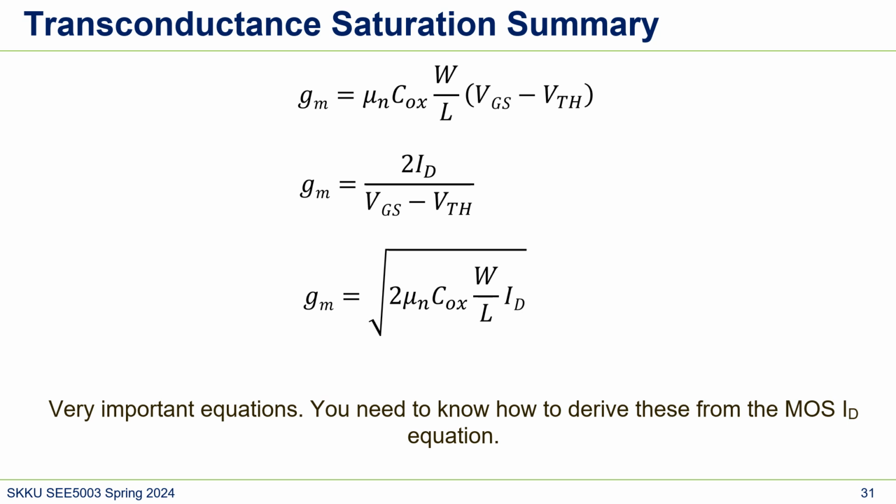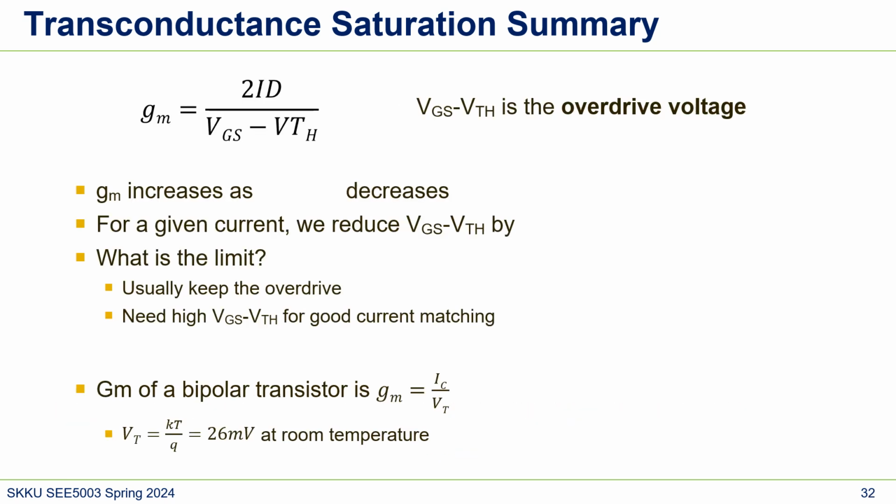Here's a summary for transconductance. This is form 1, this is form 2, this is form 3. These are very important equations. You need to know how to derive these forms from the main ID equation. This is very important, so be very used to it. Then why do we need three forms of the transconductance equation? We'll learn it in a further lecture, but let's just see the third form of GM.